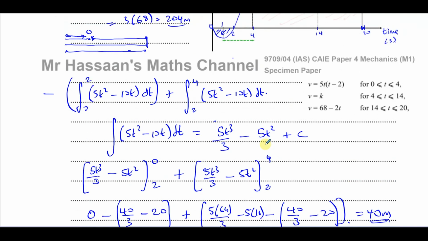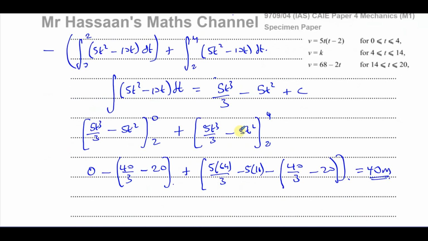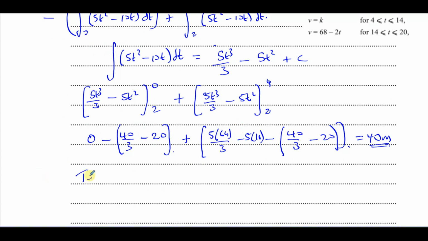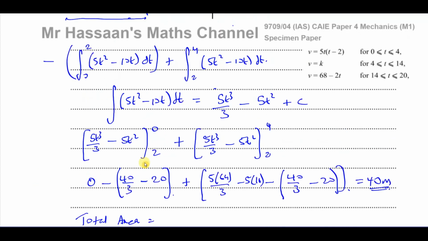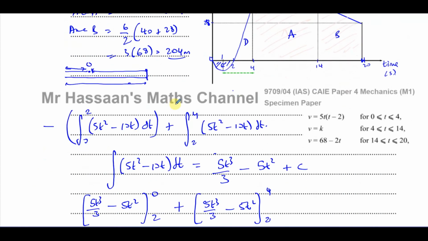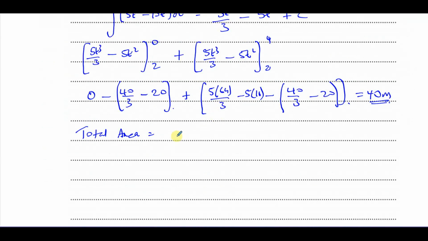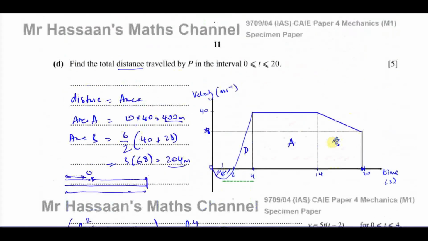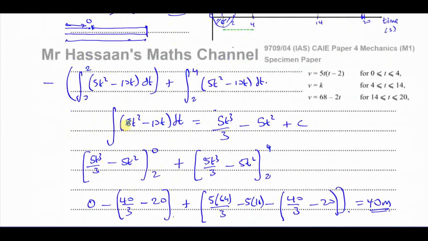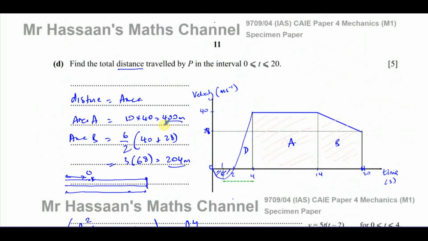So therefore, we end up with the total area. Total area is the area of these. There's 400 plus 204. So 400 plus 204 plus 40, that's 644 meters. 644 meters is the total area that this object has traveled in those 20 seconds. Okay, so that's the answer to part D.